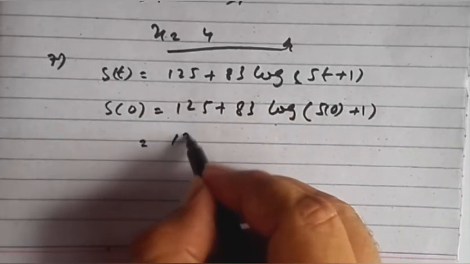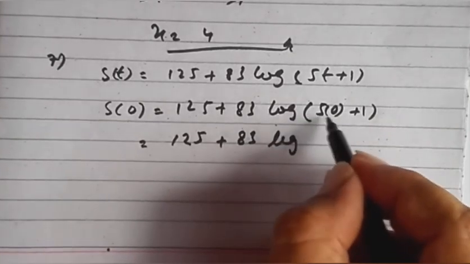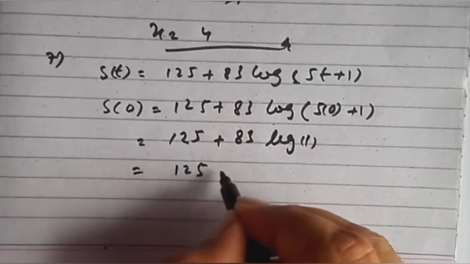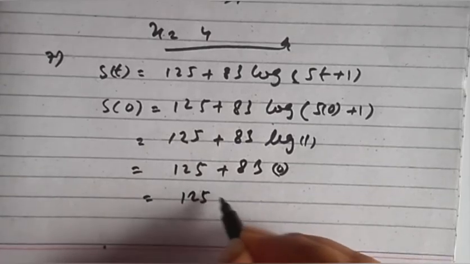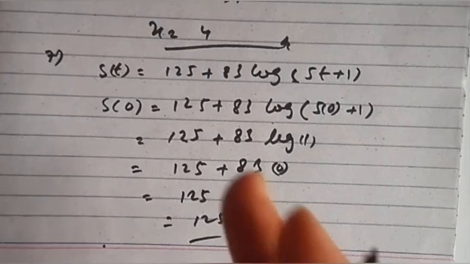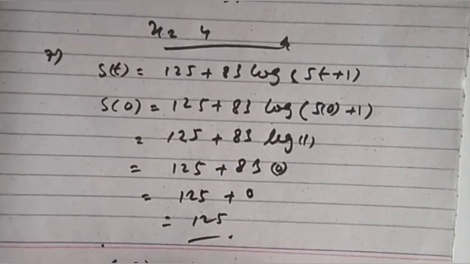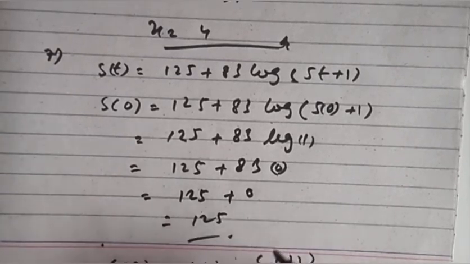So here we get 125 plus 83 log of 5 zeros are 0 plus 1, log 1, and log 1 equals to 0. So we get here 125 plus 0, 125. Similarly, find S of 2, S of 4, S of 31 by yourself, and then draw its graph.